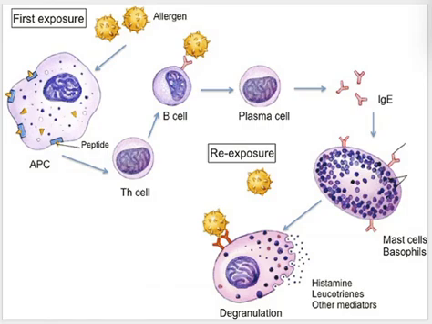Let's dive into how type 1 hypersensitivity works. When someone is first exposed to an allergen, their immune system processes it and produces IgE antibodies specific to that allergen. These antibodies latch onto mast cells and basophils, priming them. Upon re-exposure, the allergen binds to these IgE antibodies, causing the mast cells to release chemicals like histamine. This release leads to the familiar allergy symptoms: itching, swelling, and in severe cases, anaphylaxis. Understanding this sequence is key to managing allergic responses effectively.